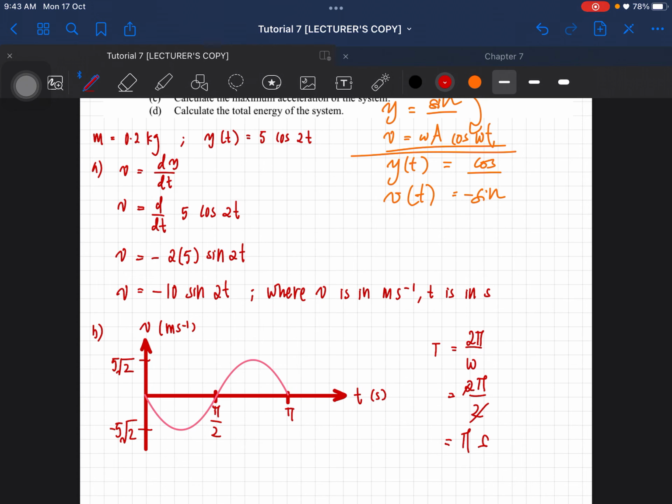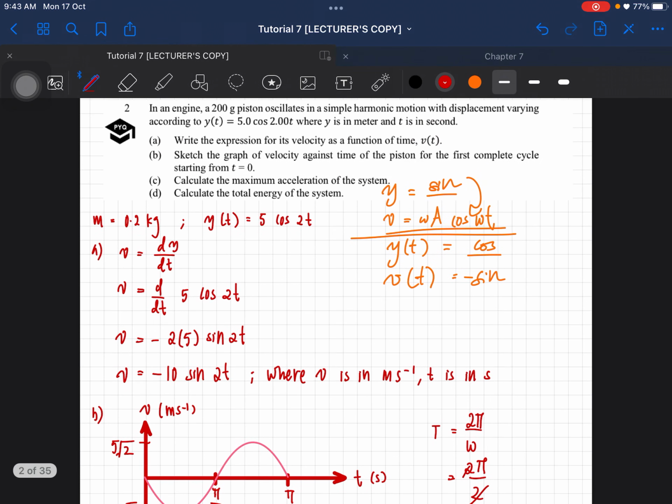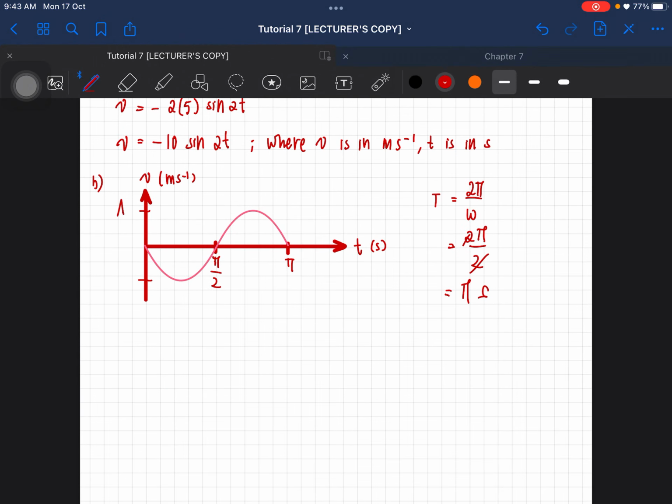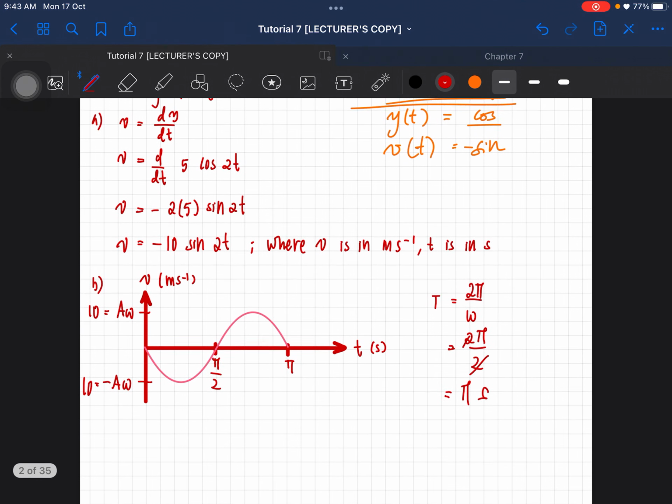A omega. Wait, I'm actually so confused. Omega is 2, what's the amplitude again? 5. Oh, okay. Sorry everybody, I was wrong. So this is A omega, this is negative A omega. So that is actually 10. Sorry. Okay, so that is how you draw the graph.